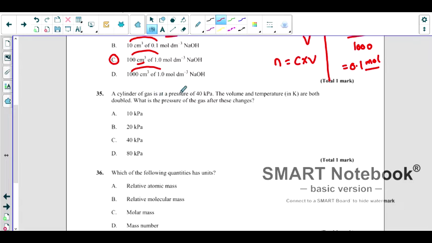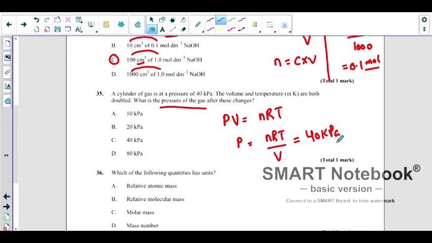A cylinder of gas is at pressure 40 kPa. The volume and temperature are both doubled. So what is the pressure of the gas after these changes? See, this question is very much popular. You want to find the volume, right? No, you want to find the pressure. So here you have the pressure. Pressure will be nRT over V. After solving it, you are getting an answer of 40 kPa. So the pressure value nRT over V is equal to 40 kPa.